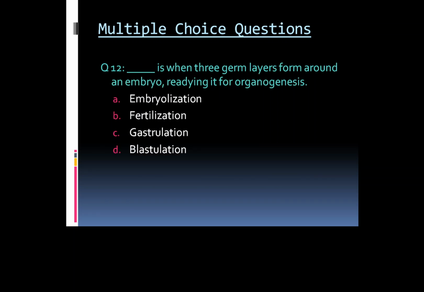Question 12. Dash is when 3 germ layers form around an embryo, readying it for organogenesis. Or the process when 3 germ layers form around an embryo, readying it for organogenesis is called option A, embryolization, option B, fertilization, option C, gastrulation, or option D, blastulation.